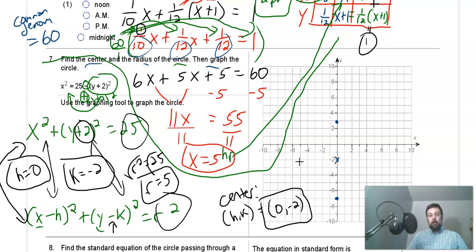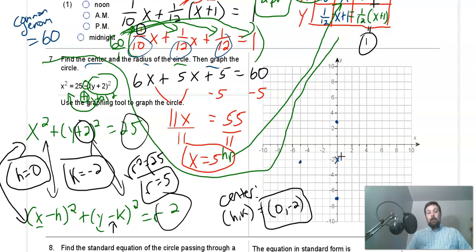5 to the left is going to take me out to negative 5 on the x-axis, but you have to line it up with the center, because you're going completely horizontal. I get a lot of students that mark the point right here because they go 5 to the left, but they're looking at the x-axis, and that's where they mark their point. But it shouldn't be on the x-axis. It needs to be level with the center.